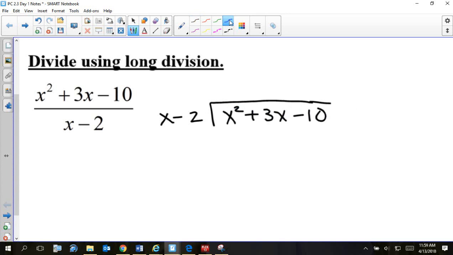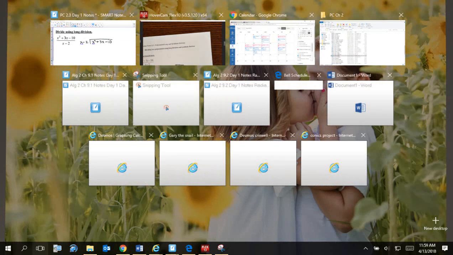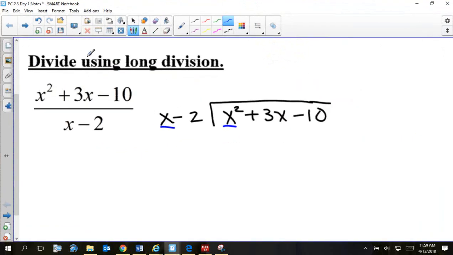When you do long division, you take just the first term, x, and you divide it into the first term, x squared. How many times does x go into x squared? Not 2. x squared divided by x is what? x times. Right? x times x is x squared, not x times 2.